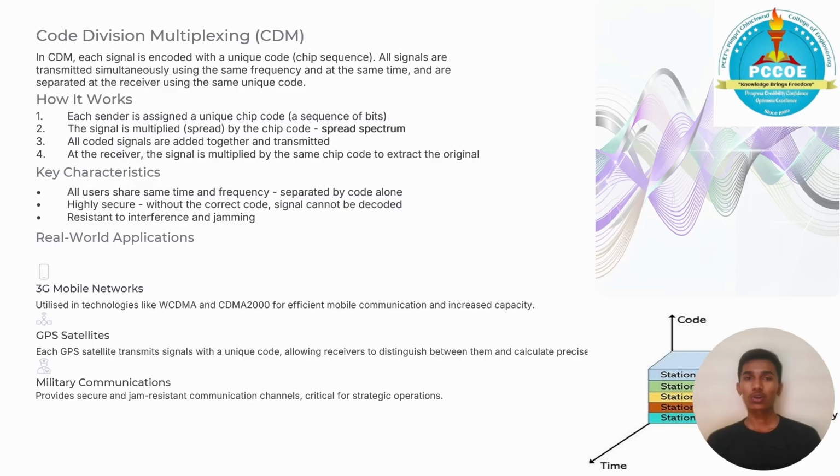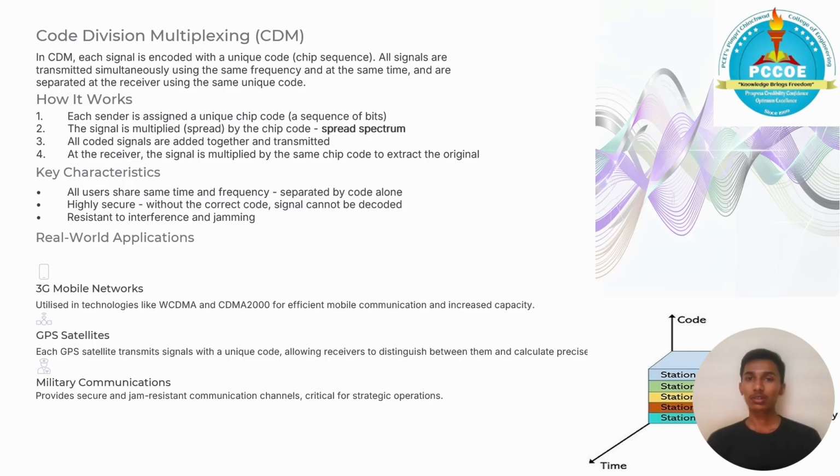The fourth type is code division multiplexing, CDM. CDM is unique. In CDM, all signals are transmitted at the same time and on the same frequency. What separates them is a unique code assigned to each signal. Here is how it works. Each sender is given a unique sequence of bits called a chip code. The signal is multiplied by the chip code, a process called spreading. All coded signals are mixed together and transmitted.